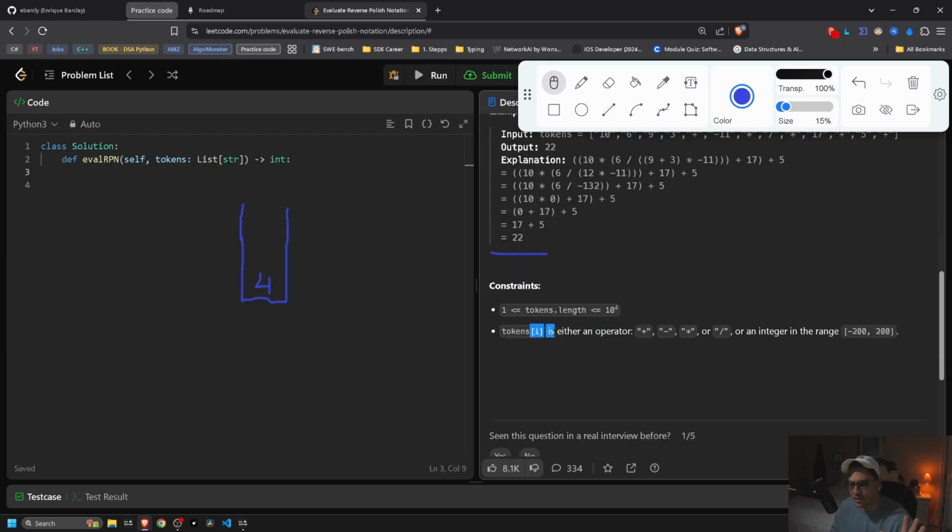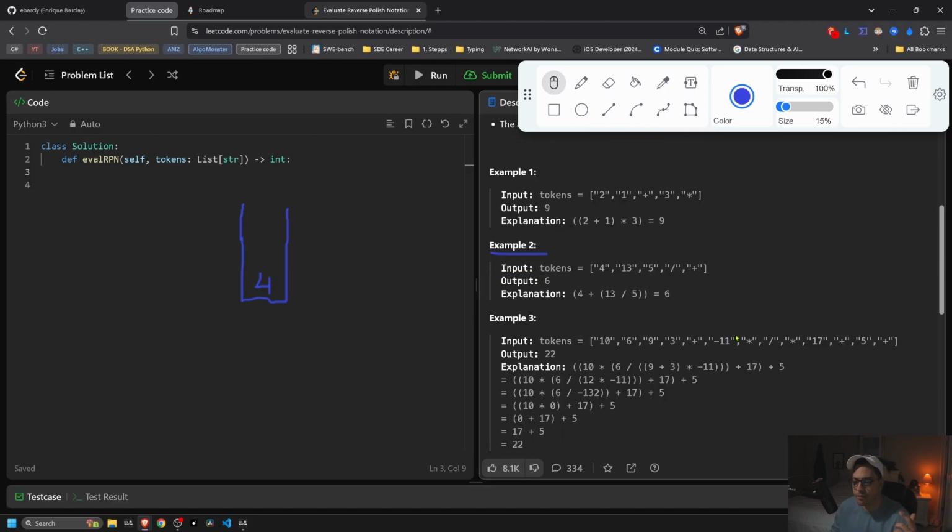And then each token is either an operator or an integer in the range of minus 200 up to 200. We're going to be dealing with negative numbers, okay? So that's something we have to think about at the time of solving the problem. But anyways, let's check this input right here as we started.